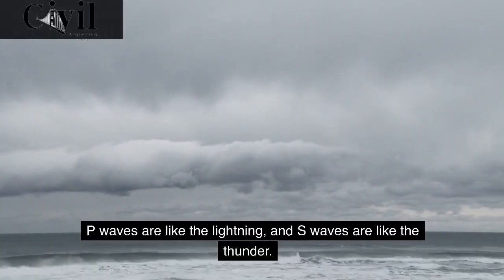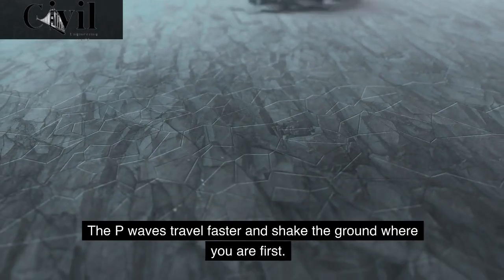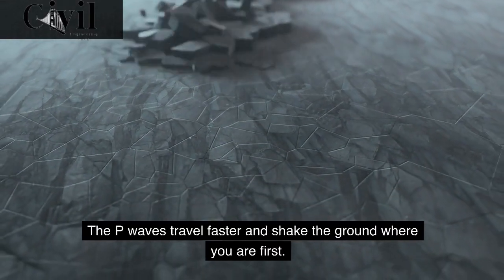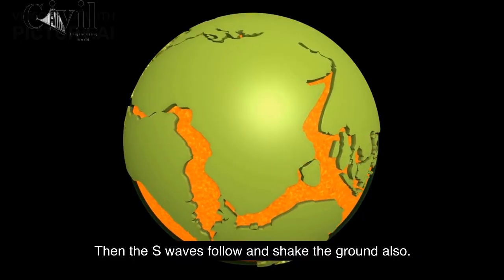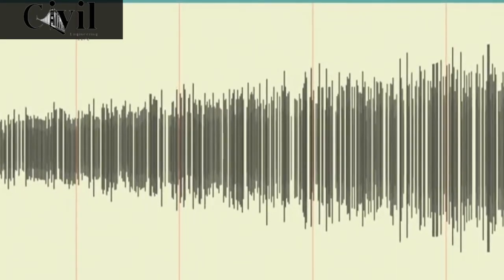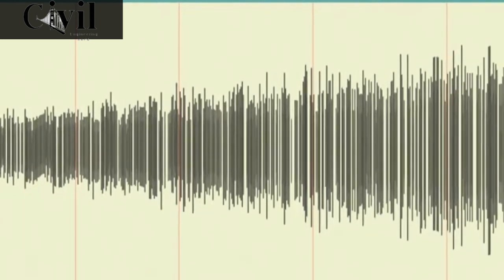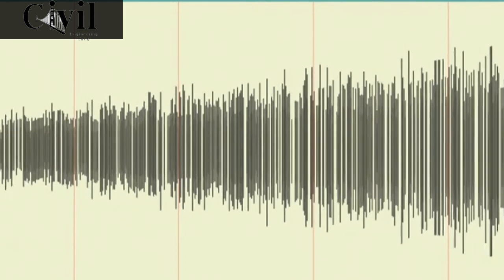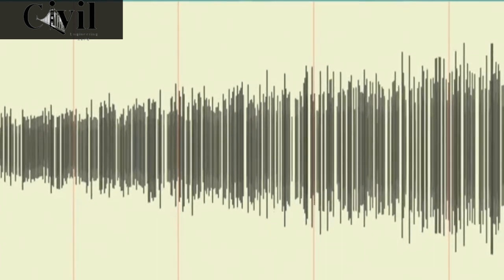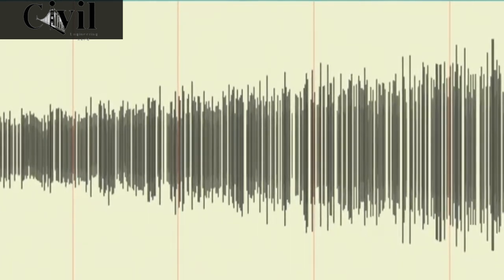Primary waves are like the lightning and S waves are like the thunder. The P waves travel faster and shake the ground where you are first. Then the S waves follow and shake the ground also. If you are close to the earthquake, the P and S waves will come one right after the other. But if you are far away, there will be more time between the two.